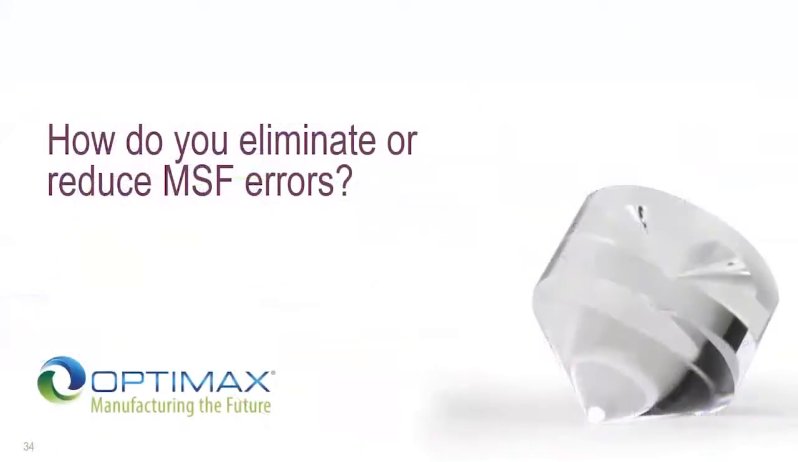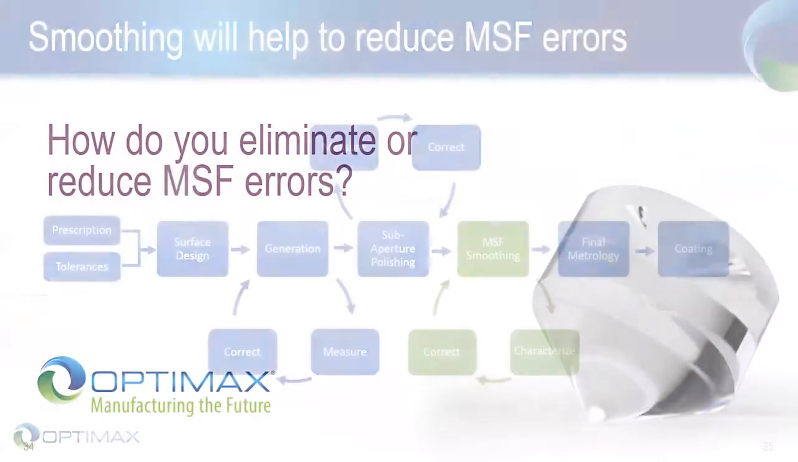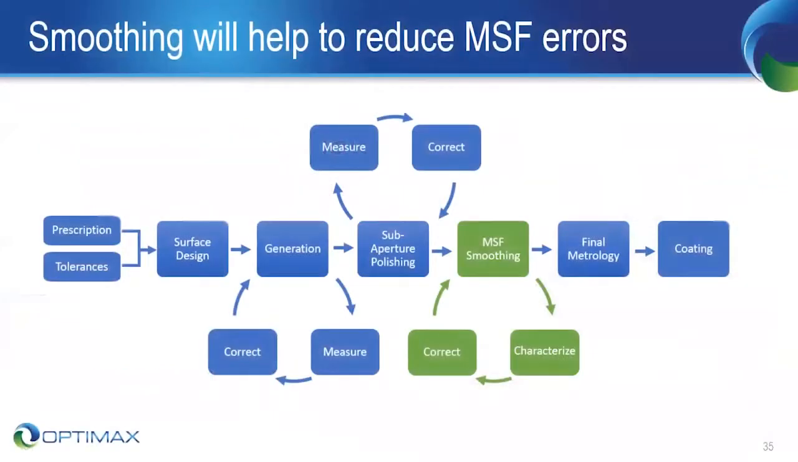So, reducing or eliminating mid-spatial frequency errors. One of the best ways to do that is smoothing. So here's an overview of the manufacturing process, going from prescription tolerances of your design, and then you're going to generate the surface, sub-aperture polishing, and then smoothing. You're going to correct and characterize. And then there's also sometimes a loop that happens between sub-aperture polishing and mid-spatial frequency smoothing. And then final metrology and coating. The smoothing step is usually introduced anytime you have a sub-aperture polishing technique in your process.